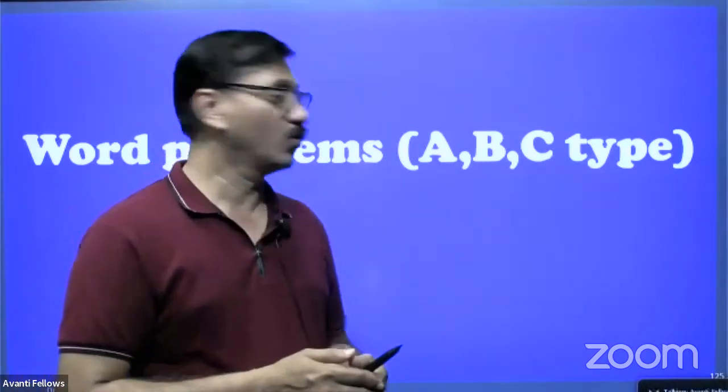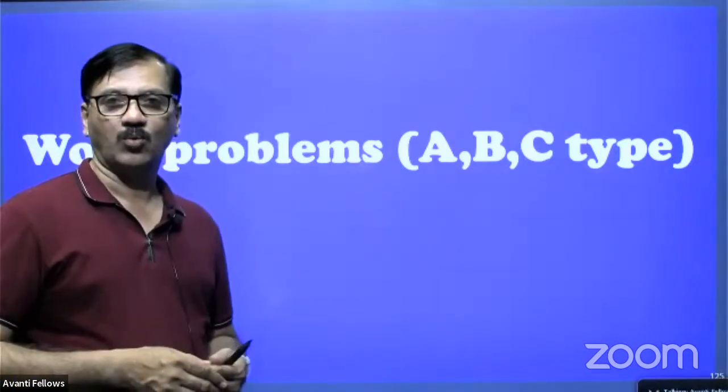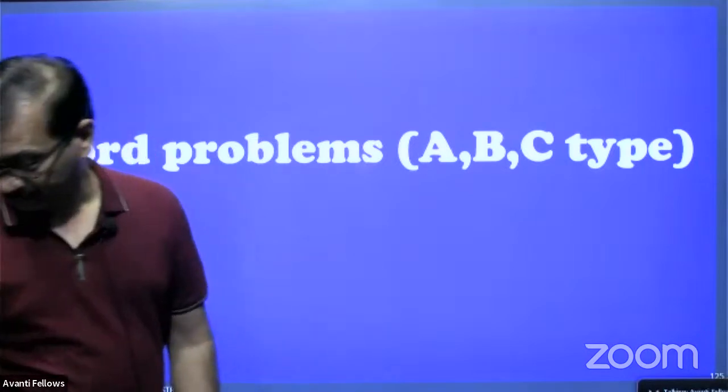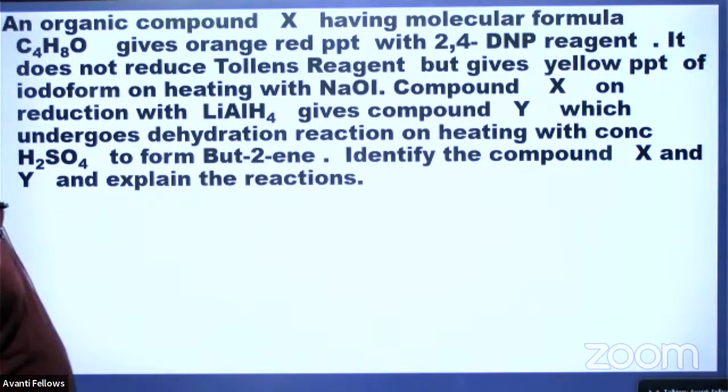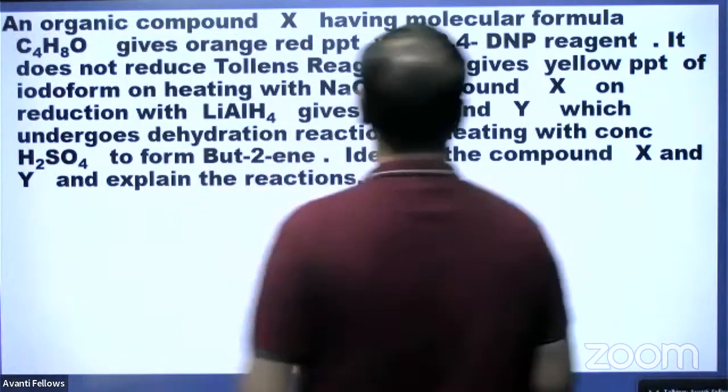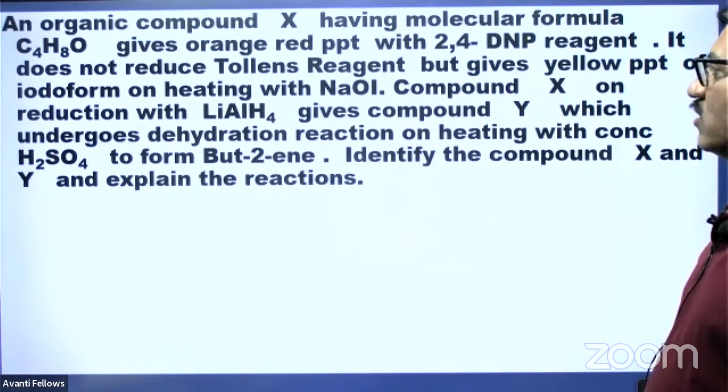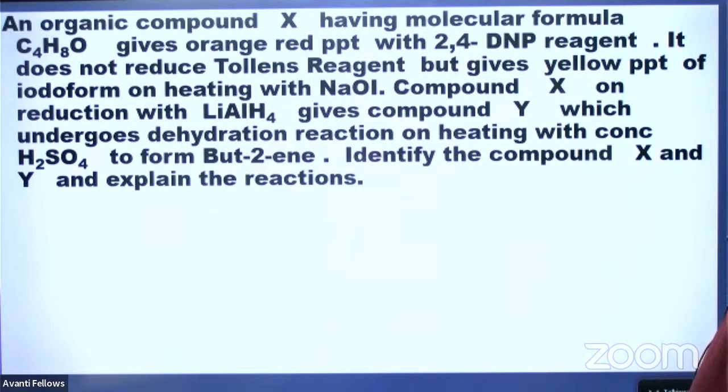Now another trend is word problems or ABC type questions. Let us see which questions are being asked here. An organic compound X having molecular formula C4H8O gives orange red precipitate with 2,4-DNP reagent, does not reduce Tollens reagent, but gives yellow precipitate of iodoform on heating with NaOI. Compound X on reduction with lithium aluminum hydride gives the compound Y, which undergoes dehydration reaction on heating with concentrated sulfuric acid to form butene. Identify the compounds X and Y and explain the reactions.